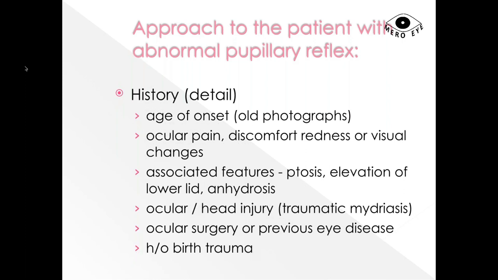Then we have to ask for the history of head trauma, because trauma may also lead to a traumatic mydriasis. So look for the history of ocular injury or head injury. Also, when we talk about the abnormal shape, surgery may also be one of the contributors. So ask about the history of ocular surgery or any previous eye disease. Another is birth trauma, especially in congenital cases. Birth trauma may also lead to congenital Horner's syndrome.